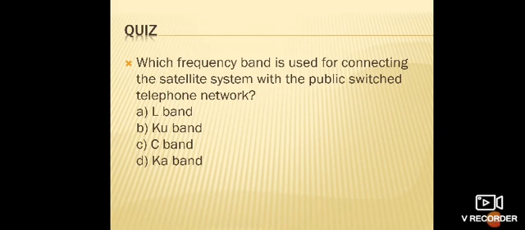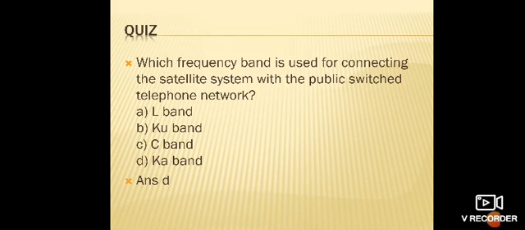Okay, so what is the frequency band which is going to be used for connecting the satellite system with the public switched telephone network? That is PSTN. In short we can call it PSTN. So what band is going to be used? Let us have an answer. That is Ka band.